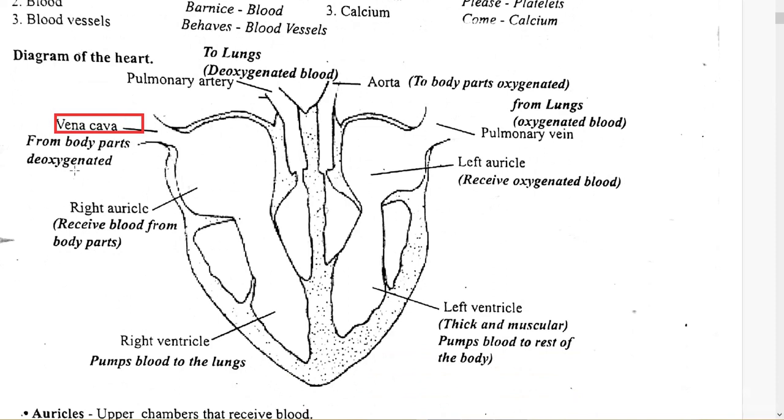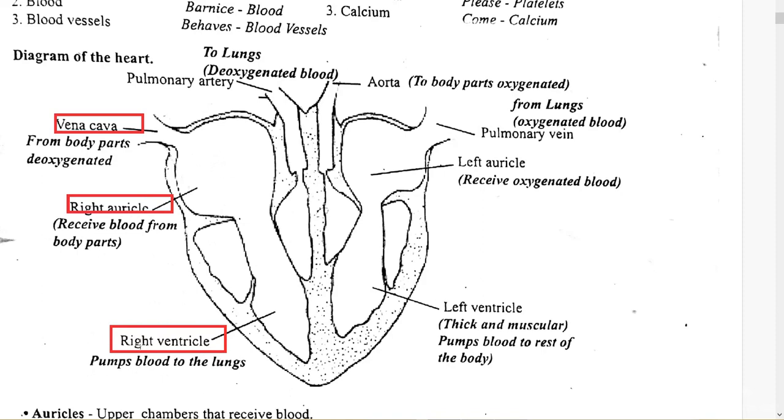Blood which is now deoxygenated, that has been used by the body and is tired, should go to the lungs to be oxygenated. It passes through the vena cava and enters the right auricle. So the right auricle receives blood from body parts which is deoxygenated, and after that the blood comes down to the right ventricle. The right ventricle is the one which pumps this blood to the lungs.